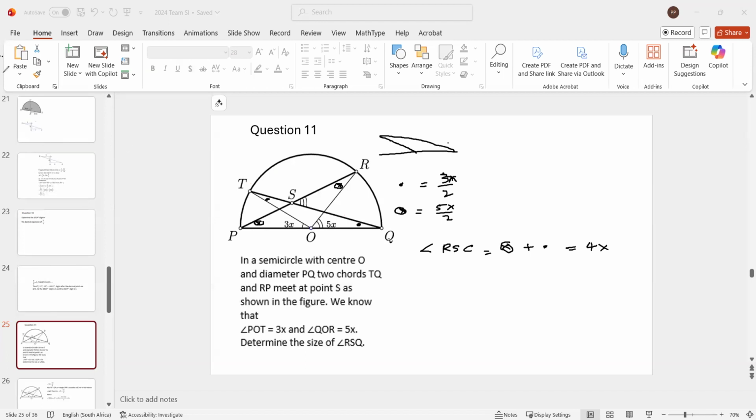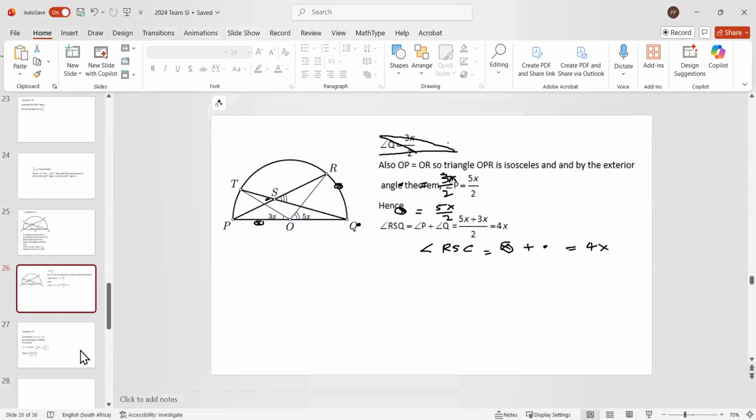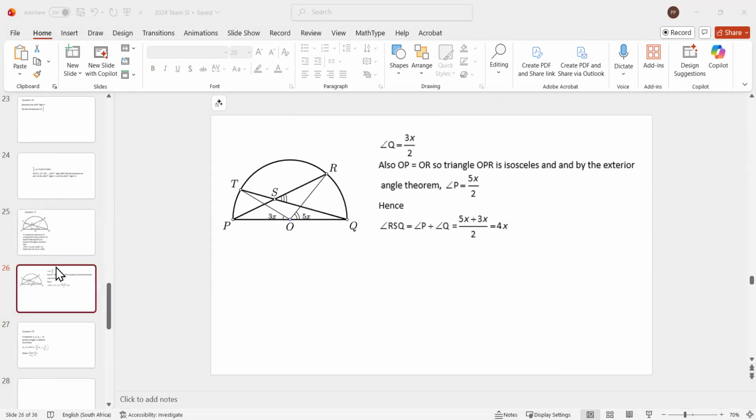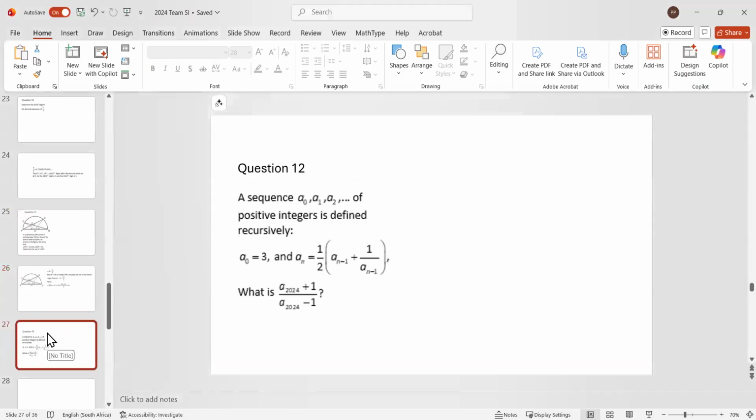What did I do? Let's have a look. Let's see what answer I got. Oh, I also came to 4x. Okay. So let's now get on to question 12. Create some space here.